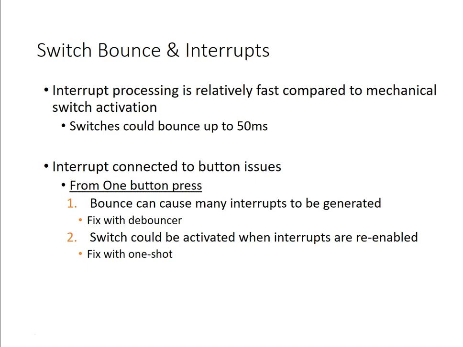Okay, so just a couple of final notes here. The actual processing of our interrupts, those interrupt service routines, is relatively fast compared to the mechanical activation of the switches. Our processors are running at 50 megahertz on the Basys 3 boards, and the switches themselves could bounce for up to 50 milliseconds. So when using the button to trigger interrupts to our processor, we have to be careful because one button press on the board could actually result in many interrupts being generated to the board. And so this is what the logic for debouncing solves. We also have to be careful that the switch could still be activated after we finish processing an interrupt, triggering additional interrupts. And this is fixed with the one-shot logic within the module.